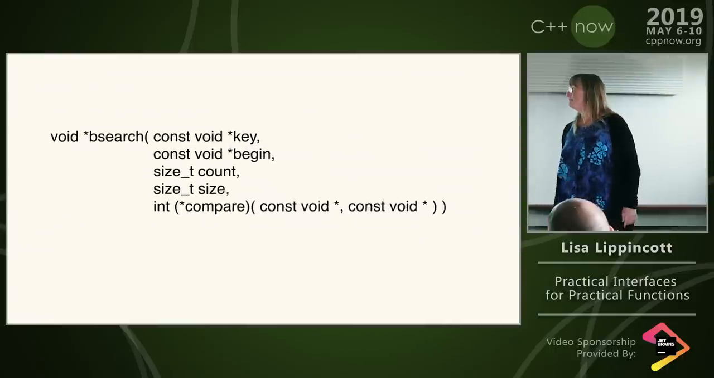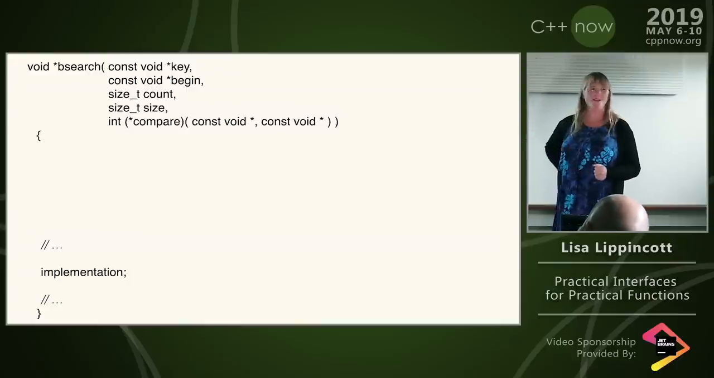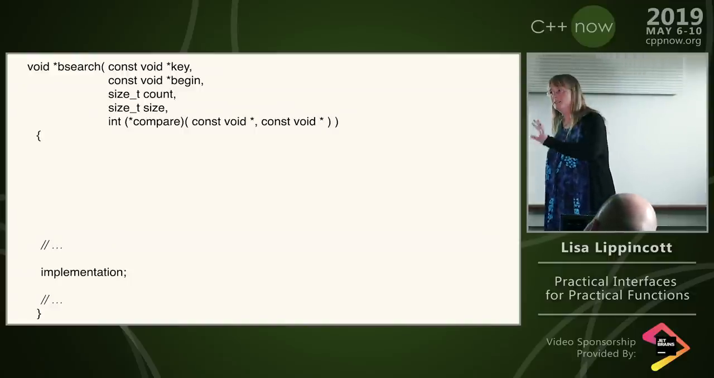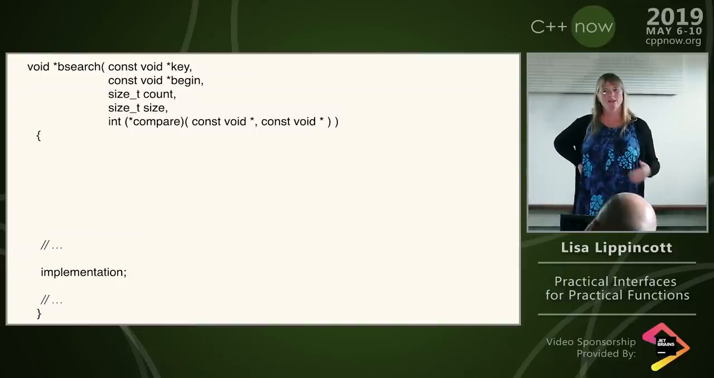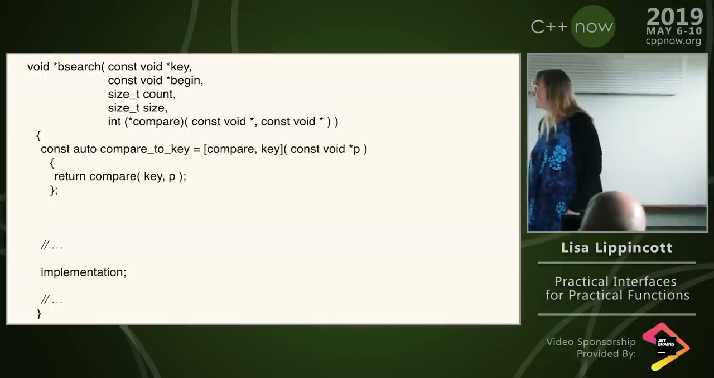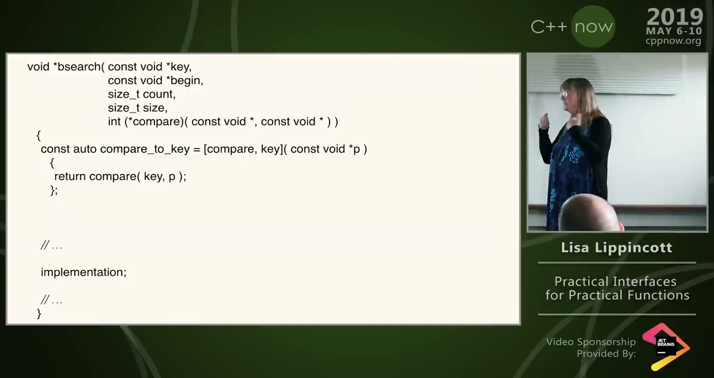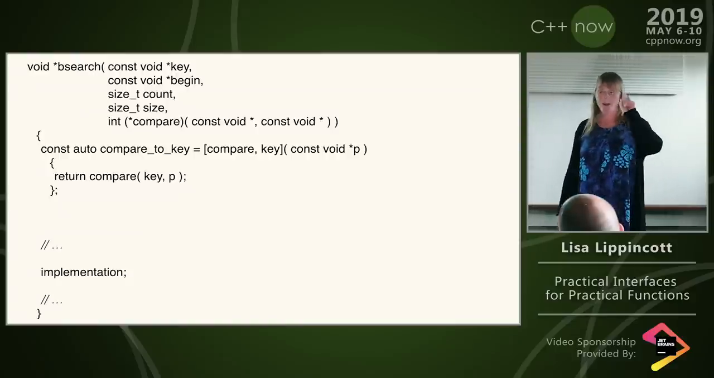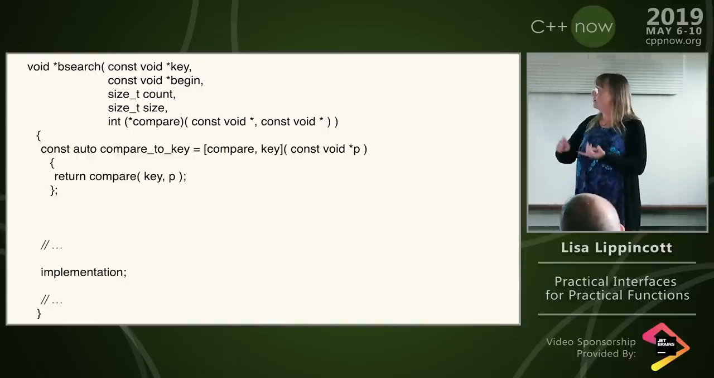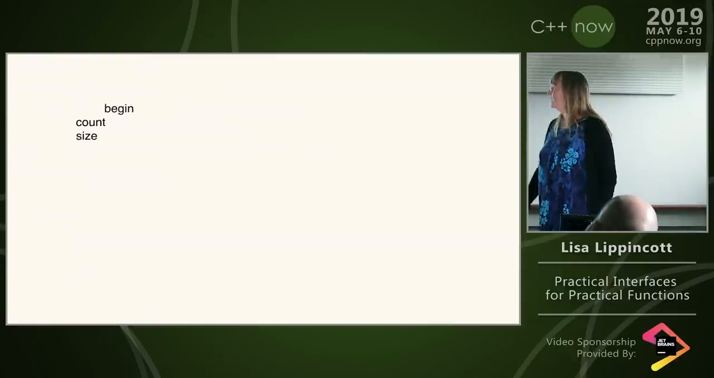So let's make an interface. This time you notice it's a bit lopsided. There's not going to be much in the epilogue. I'm going to take some lessons we learned from LFind to write this interface in a nicer way. So I'm going to start by just combining compare and key into a functor that does the comparison. And now we have one less thing to worry about. We can actually do the same for begin, count, and size. I'm going to combine all of those into a single object like this.